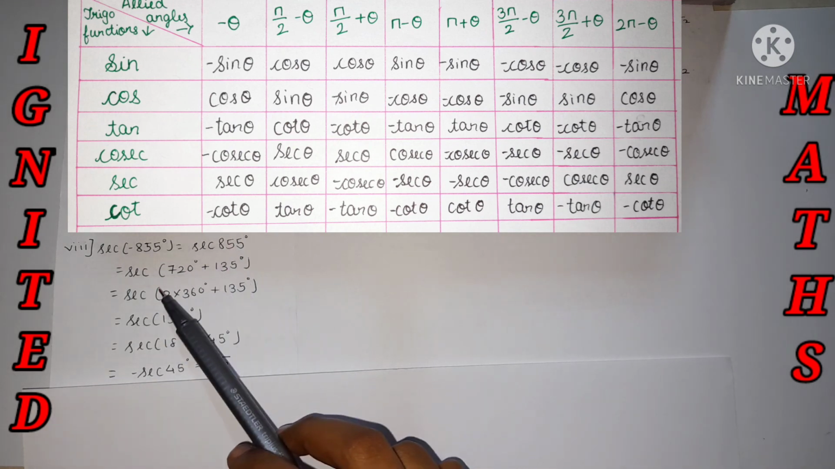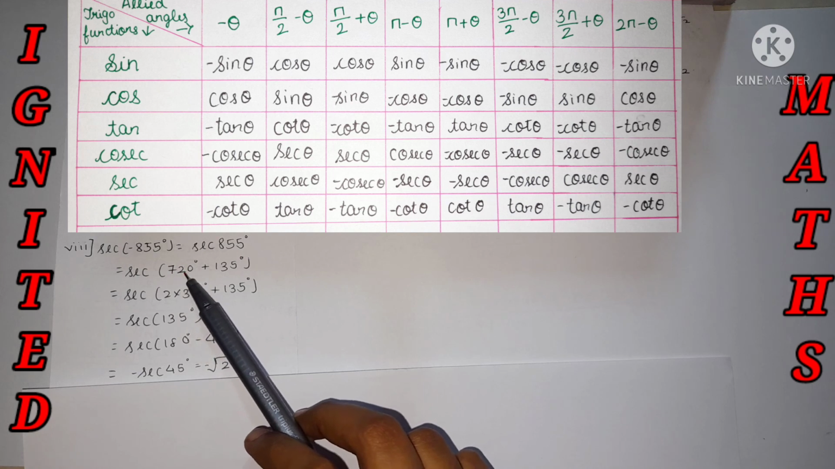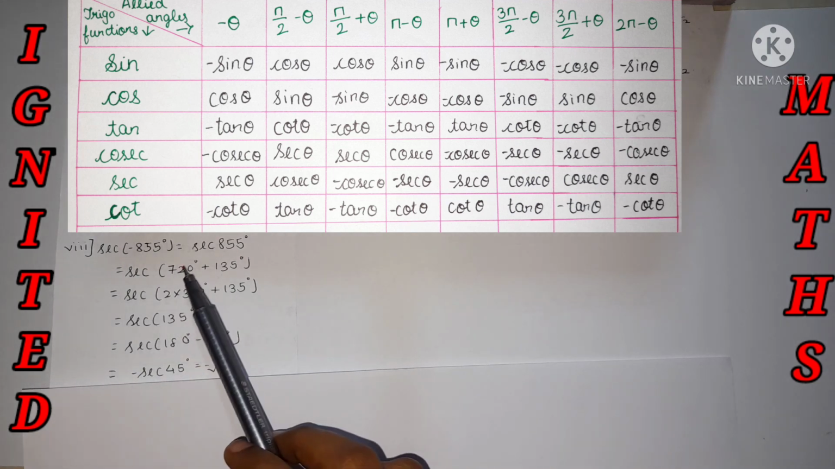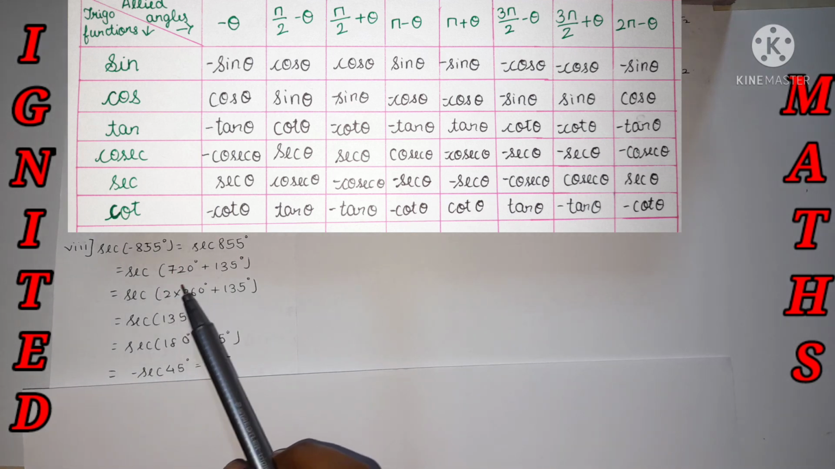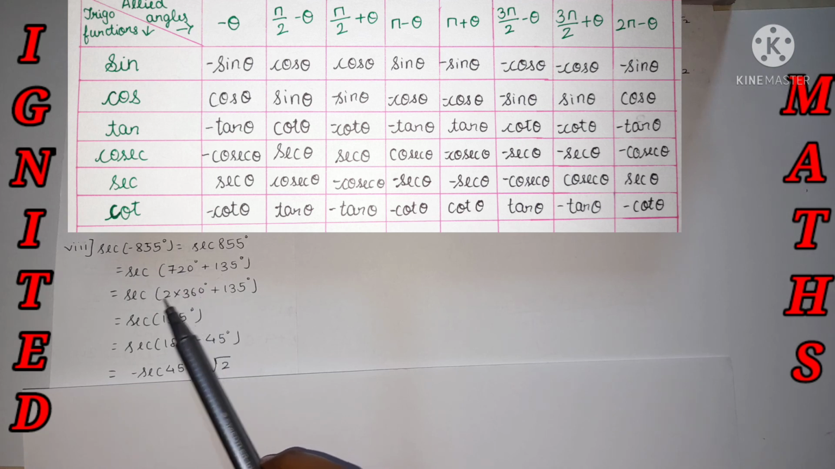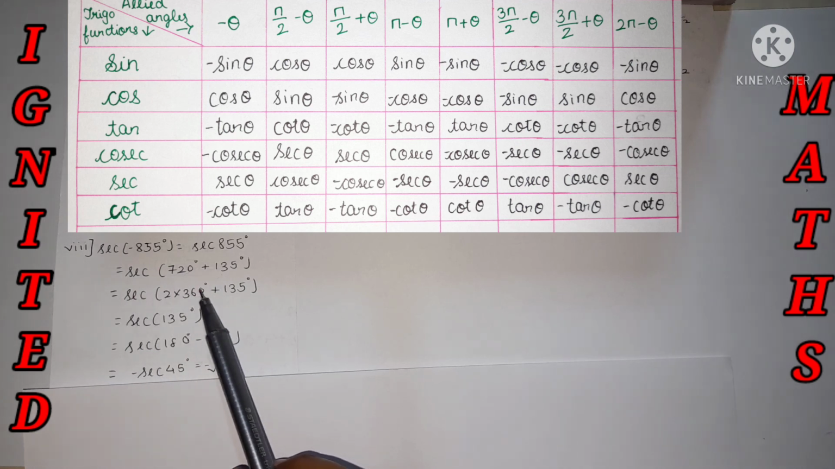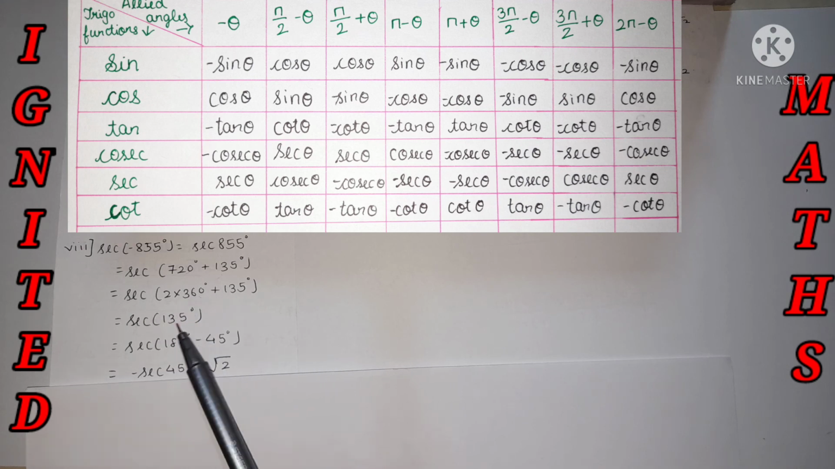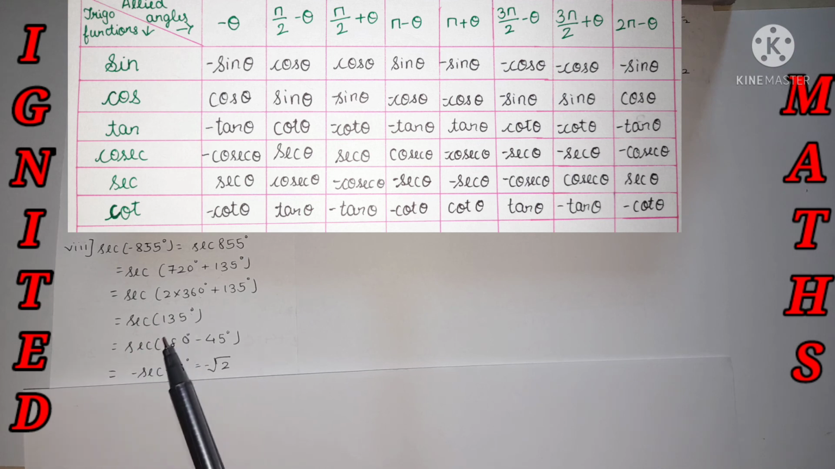Now 855 degree is nothing but 720 degree plus 135 degree, and 720 is nothing but 2 into 2 pi, 4 pi. Sec of 4 pi plus theta is nothing but sec theta, and theta over here is 135 degree. So again I have split it as sec of 180 degree minus 45 degree. Sec of pi minus theta is nothing but minus sec theta. So theta over here is 45, and the answer will be minus root 2.